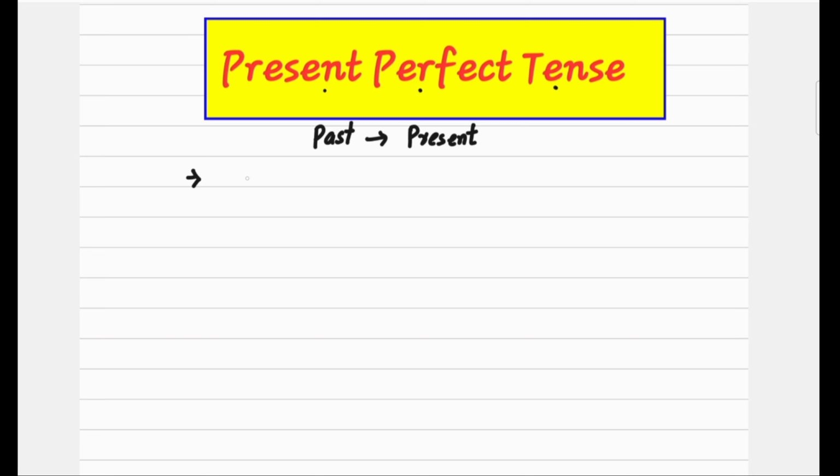It is used when an action started in the past and continues up to now, or when the action happened in the past but the exact time isn't important. So, the present perfect tense we use has or have plus third form of the verb.